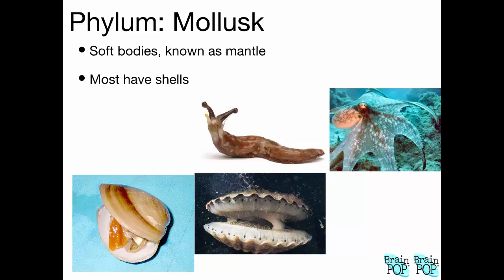Many of them are filter feeders. So clams, mussels, oysters, they are filter feeders. They suck water in from the ocean or from the lakes that they live in and filter out tiny bits of food from it. So those are mollusks. And they can move. Some people think clams and stuff just stay on the bottom of the ocean and don't move.